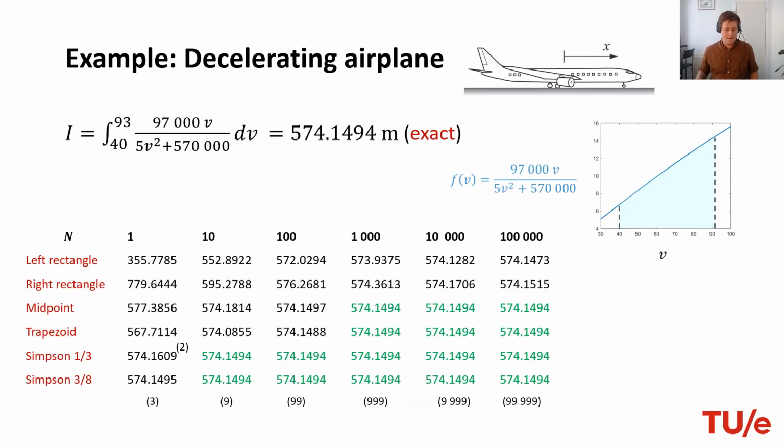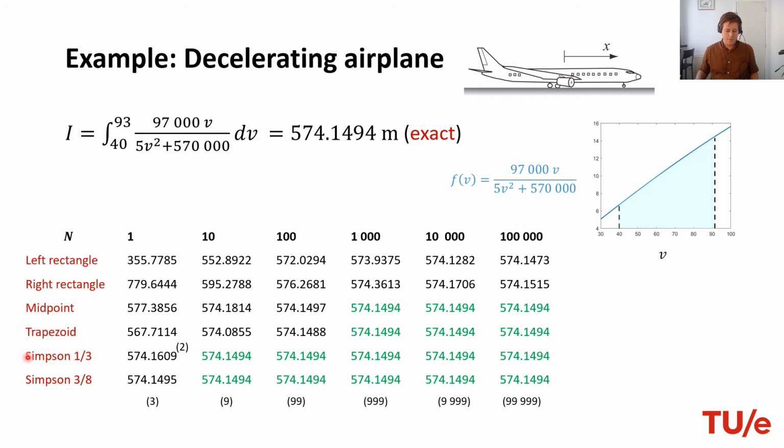Let's apply the composite Simpson's rules to this decelerating airplane example, where we also investigated this already for the rectangle and the trapezoid rules. I already show you the results here. Some side notes that I have to make: for rectangle and trapezoid, we could always just simply pick a simple amount of subintervals and it should work.